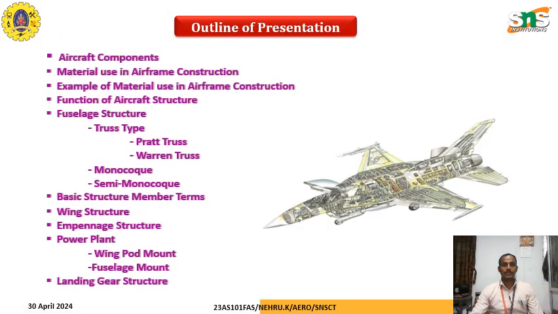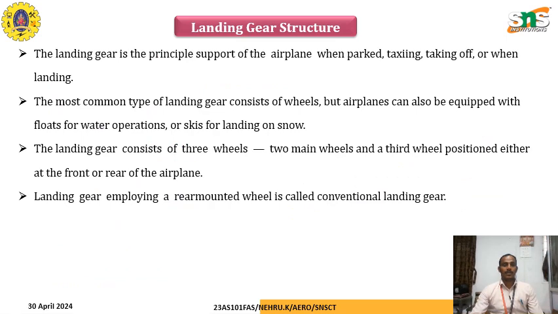So, we already discussed a few topics in the previous lecture, like aircraft structures, components, the basic fuselage structure, wing structure, and component structure. Today, we'll see the remaining part of the power plant and the landing gear design or structure. The landing gear structure is one of the primary components in the aircraft flying machine. The landing gear is the principal support for the airplane when parking, taxiing, taking off, or landing.